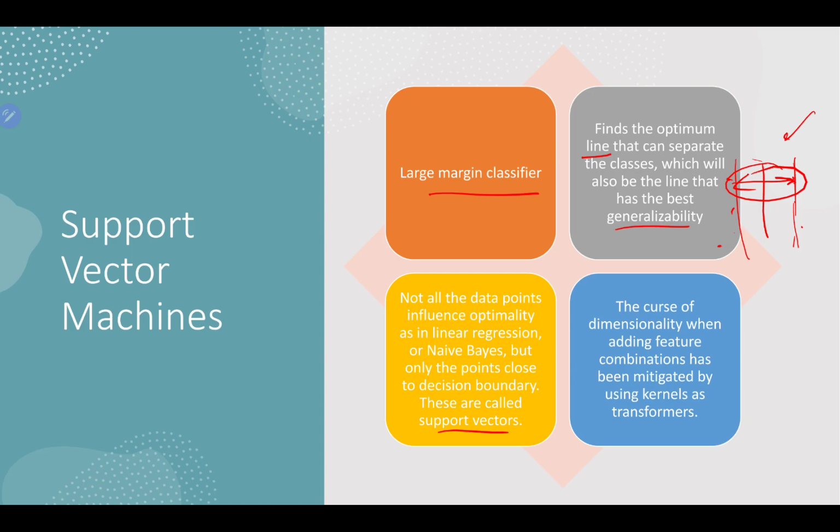The curse of dimensionality when adding feature combinations has been mitigated by using kernels as transformers. We will see this soon, what we mean by that, with the kernel SVM idea.